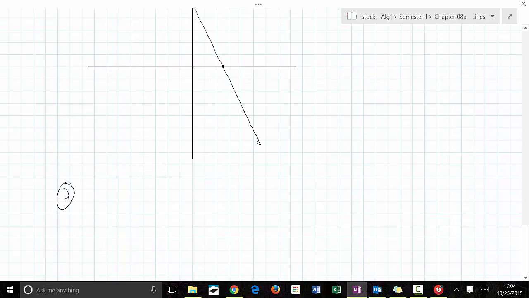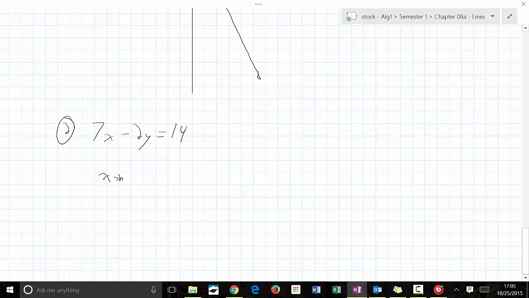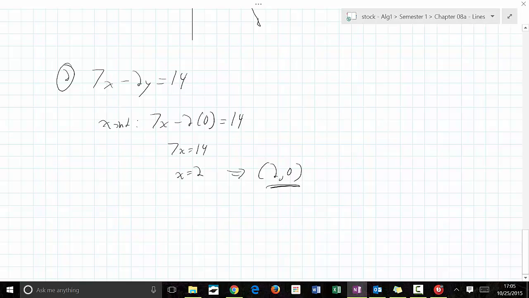So let's do one more example. Let's go 7x minus 2y is equal to 14. To find an x-intercept, I let y be 0. So I'm going to go 7x minus 2 times 0 is equal to 14, or 7x is equal to 14, or x is equal to 2. That's the ordered pair 2, 0, and this is the proper way to state an x-intercept as an ordered pair.